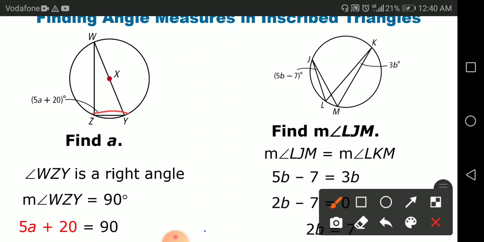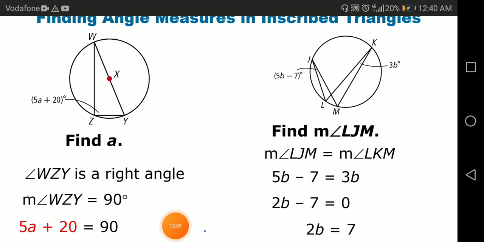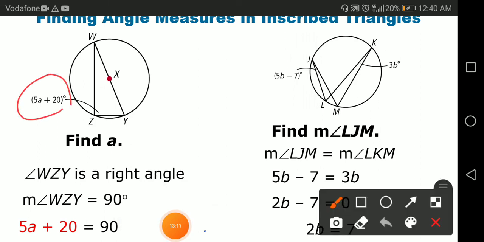I'm going to find this segment. WZY angle is what? He asks me to find A. So I will tell him that WZY is 90 degrees. So 5A plus 20 is what? Okay, guys, I need you to see something here. This expression is not for the side. This is for the angle. Very important point. It's not for the side.